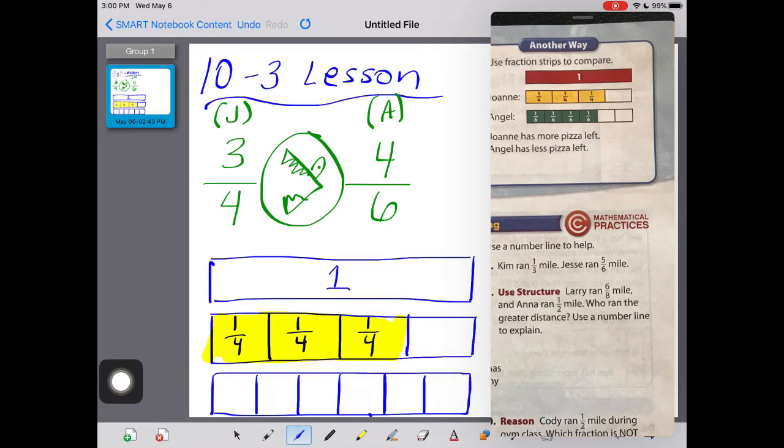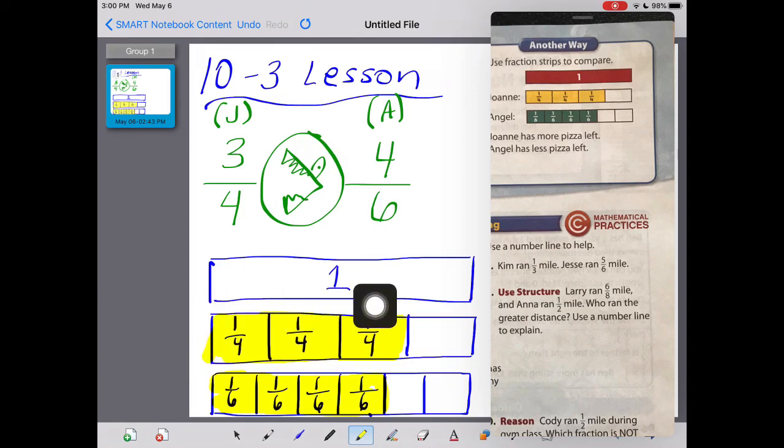So I have 1, 2, 3, 4, 5, 6. Each one represents a 6th, 1/6. And she has 4 of them, right? 4/6. So 1/6 plus 1/6 plus 1/6 plus 1/6, and I shade all that in.